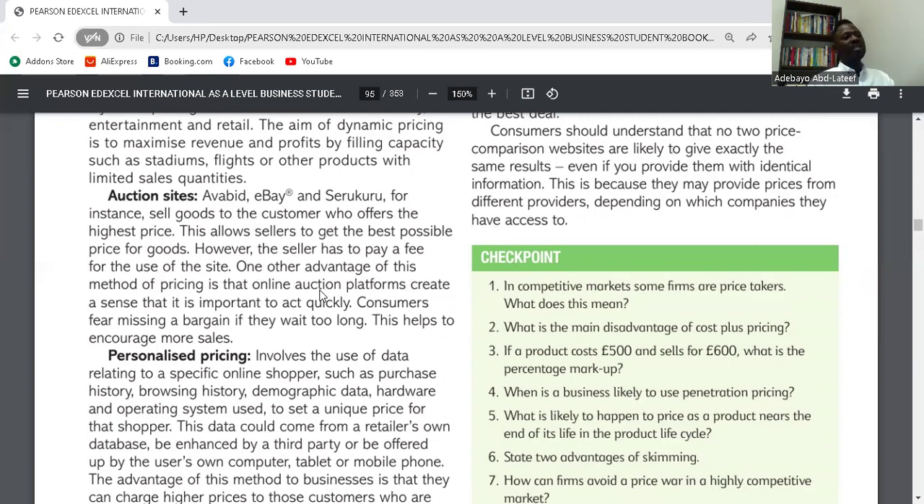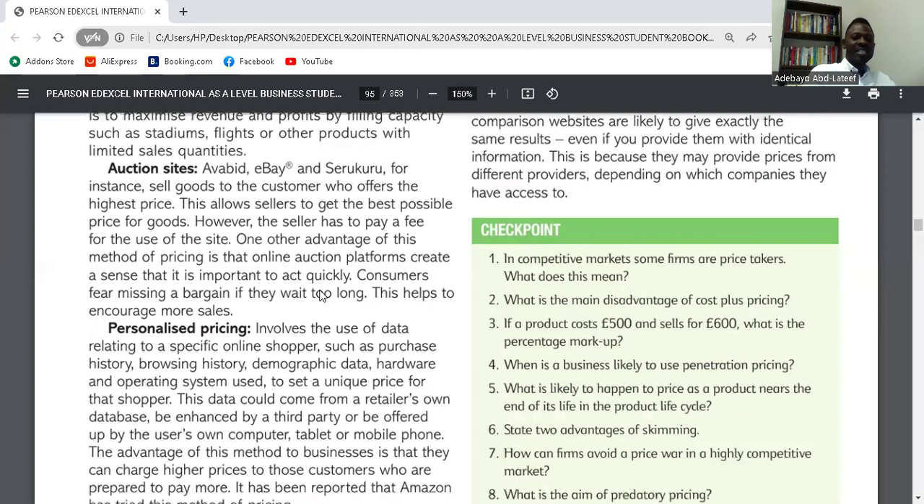For auction, this is selling to the highest bidder. You wouldn't know the highest bidder. Yours is to come up with your own price. And because you are coming up with your own price, if another price comes up above your price, you won't be able to buy the product. So you always act quickly so that you can win the bid to buy the product. It's auction. You sell to the highest bidder.